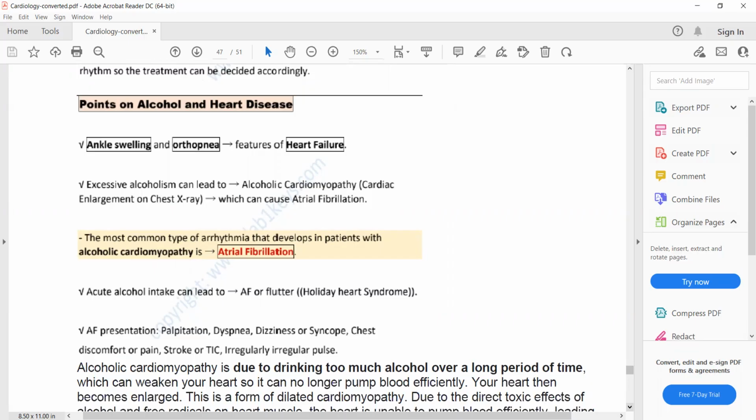Cardiac shadow will be enlarged on chest X-ray, and remember that whenever there is enlargement of the cardiac muscles, there is always a risk of atrial fibrillation. So if in the exam they ask you about the most common type of arrhythmia that can develop in alcoholic cardiomyopathy, then your answer will be atrial fibrillation.